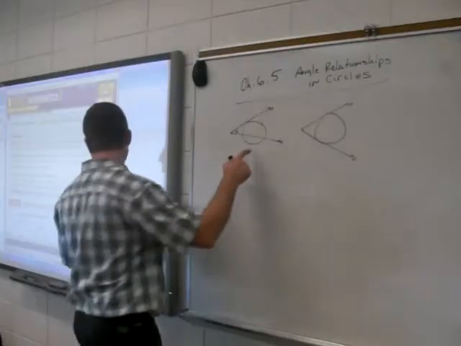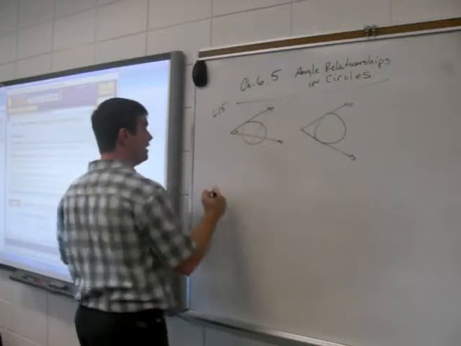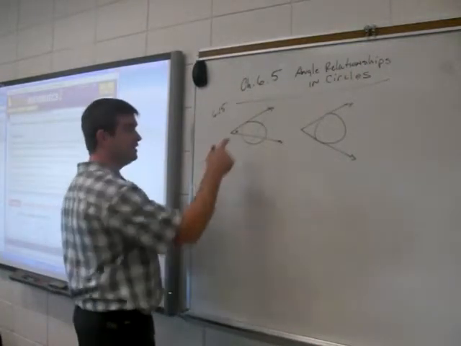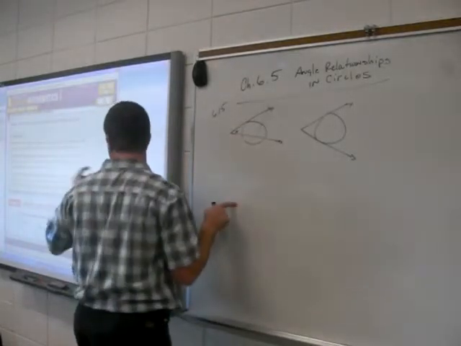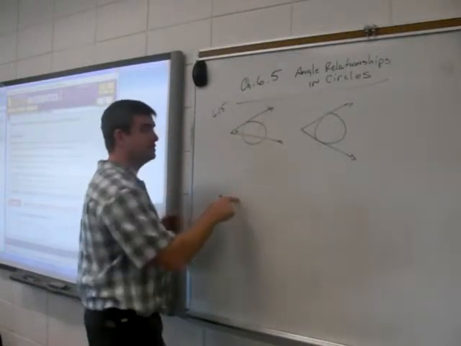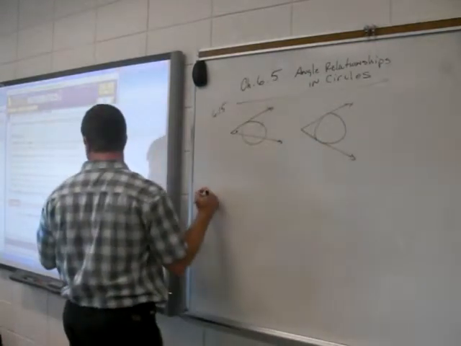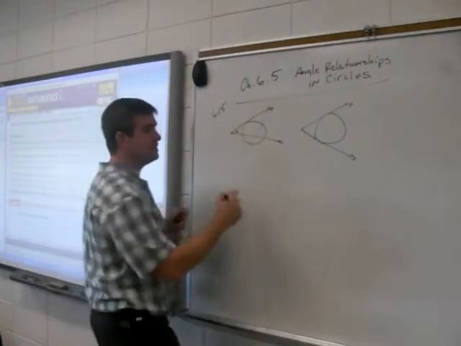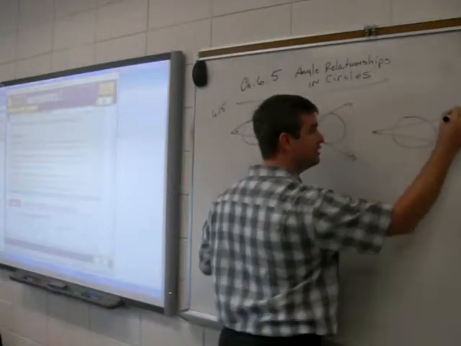All right, so for the next theorem, we're doing theorem 6.15. It says if you've got a tangent and a secant. So here we go. First example, we've got a tangent and a secant. The next one says if you have two tangents. There's a tangent and there's a tangent. And then the last one says if you have two secants. So here's a circle, there's a secant, and there's a secant.